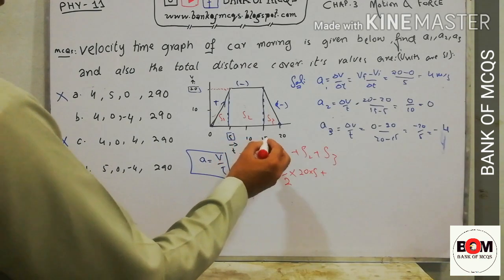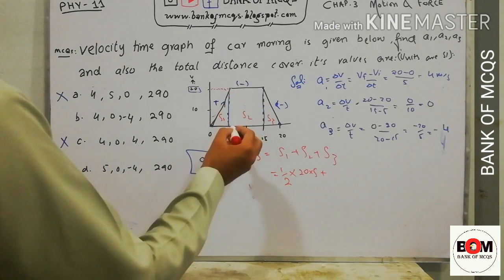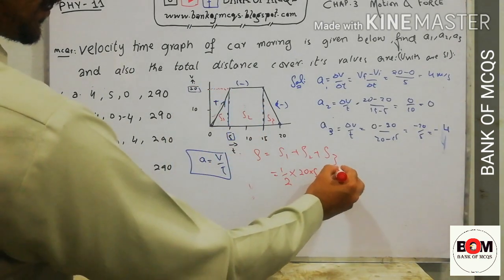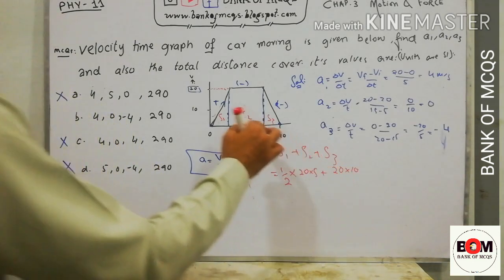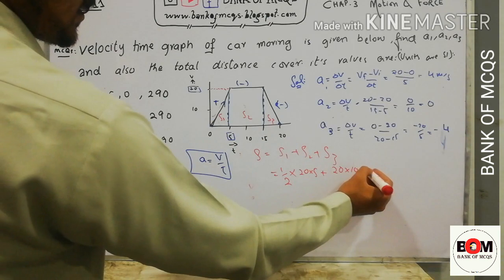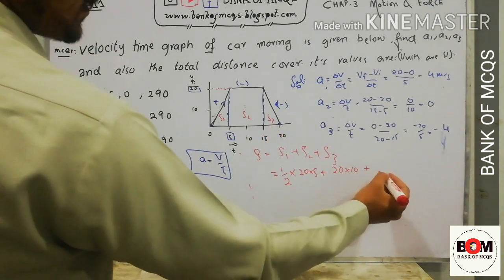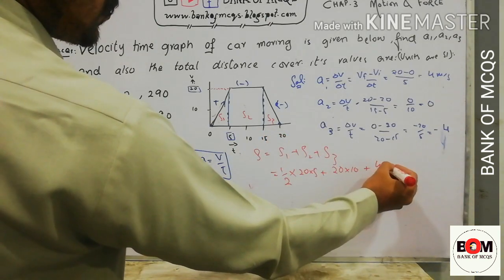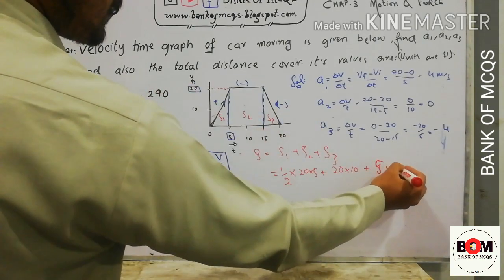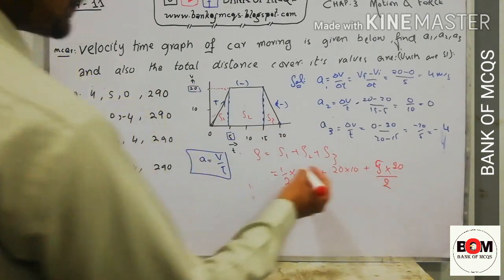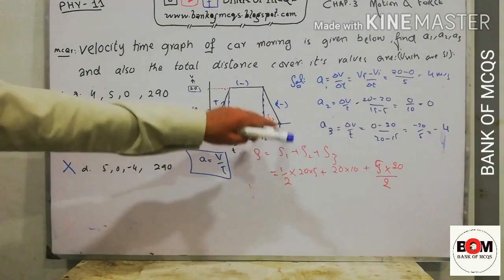S2 is equal to the distance is 10 and the height is 20, so 20 multiplied by 10. We will not divide it by 2 because this is a rectangle. In the third case, S3, the time difference is 4, so 5 multiplied by 20 and divide it by 2 because it is again a triangle.